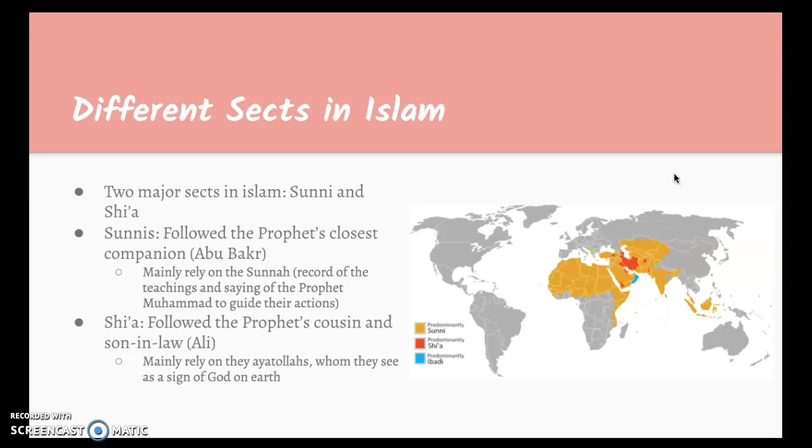Whereas for Shia, they followed the Prophet's cousin and son-in-law, whose name is Ali, and they mainly relied on their ayatollahs, whom they see as a sign of God on earth. So on the map to the right, you can see the yellow part is demonstrating where all the Sunnis are in most of the Middle Eastern area, and then the red part is showing where the Shias are.